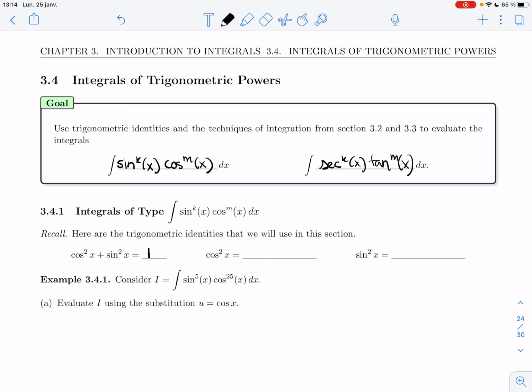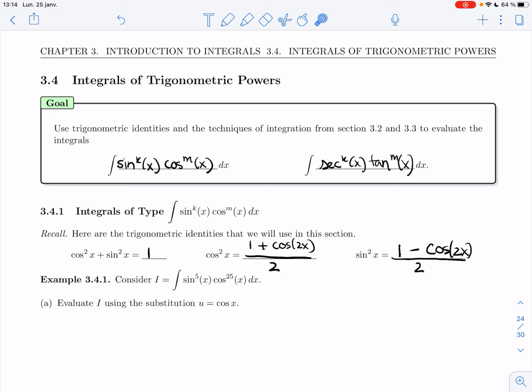Second, this one might be new. We saw it in the review, but I don't think you've seen it before. Cosine squared is 1 plus cosine 2x, so I'm doubling the angle, divided by 2. And sine squared is almost the same thing, but I'm going to put a minus instead of a plus.